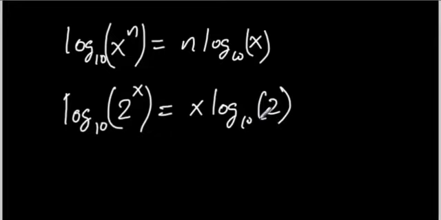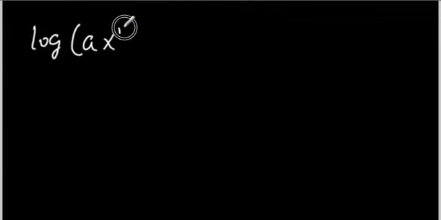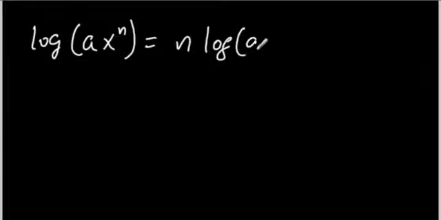Okay. The next rule is basically what happens if we have a coefficient in front. So let's say instead of x to the power of n, we have a x to the power of n. Keep in mind that first of all, these two are being multiplied, right? The temptation is to say, oh, because I see an n over there, I can bring that down, and therefore it's n log ax. Don't write this down. This is completely wrong. Okay?